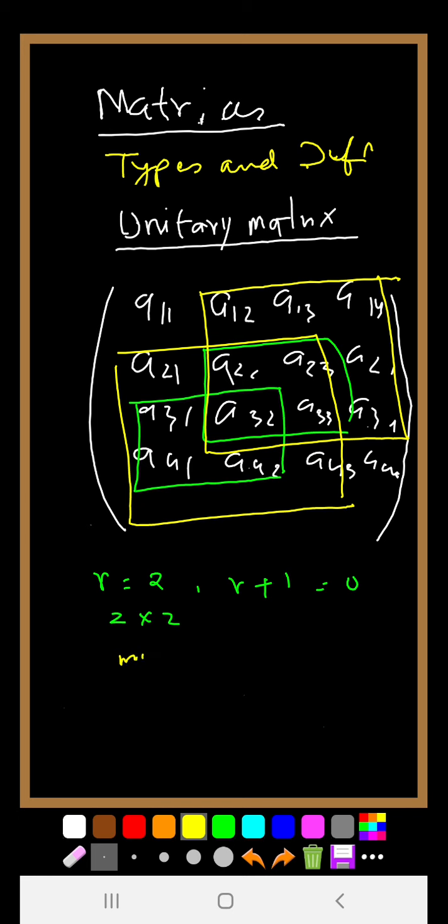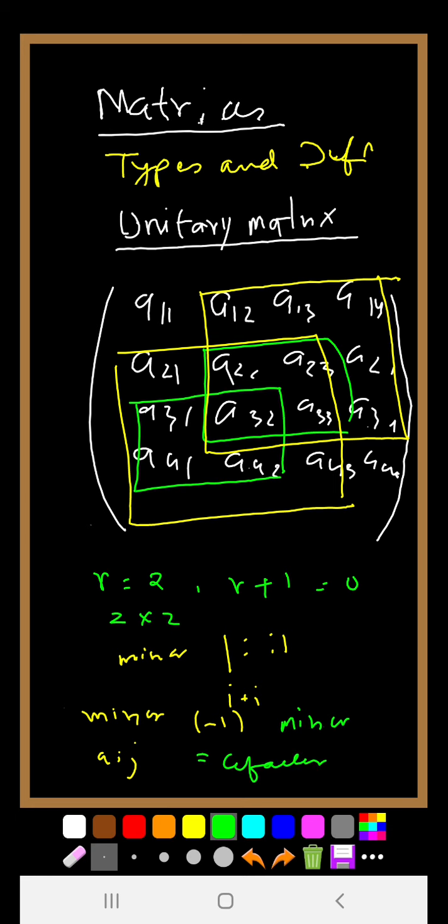By minor, we also mean the determinant. And if the minor of Aij is multiplied by a factor (-1) to the power i plus j, then it's called the cofactor of the element Aij, and it is used in the inverse calculations, and you get the adjoint.